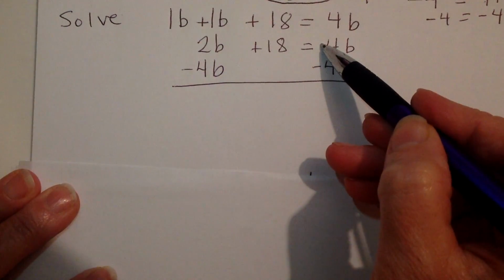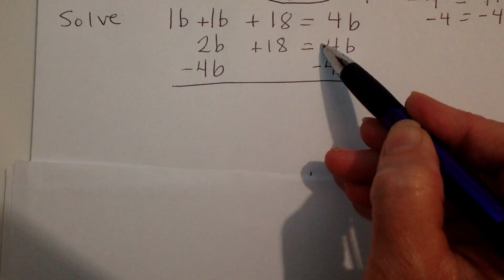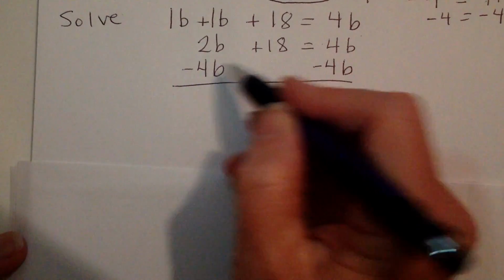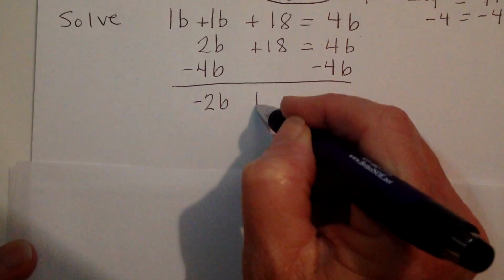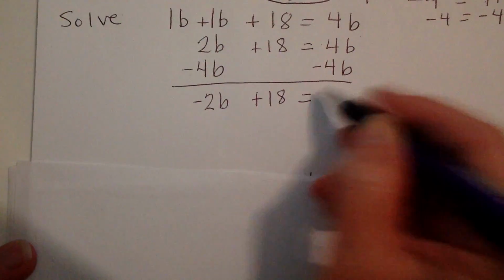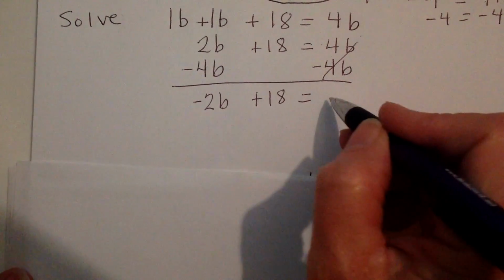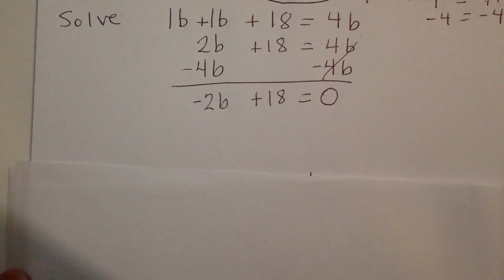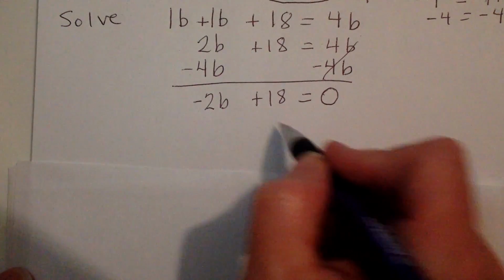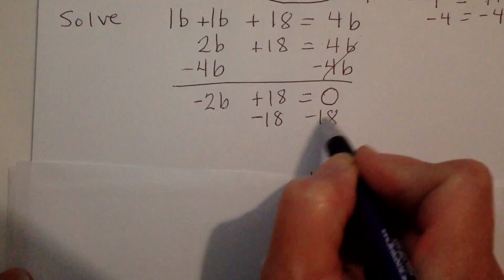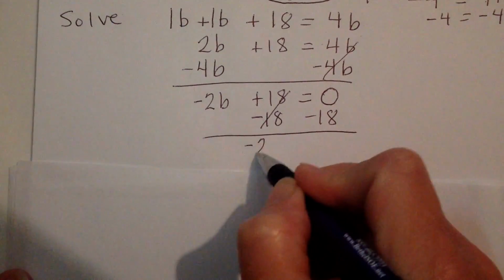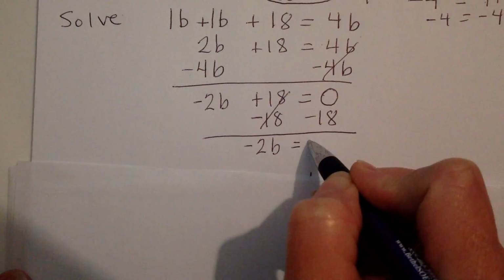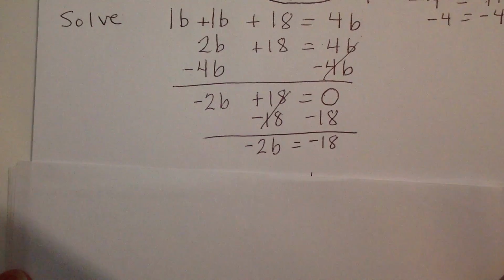Notice 4 was positive, so we're undoing that by subtracting 4b from both sides. So 2b minus 4b gives you negative 2b plus 18 equals 2. When everything cancels on a side, you must leave 0. Next, let's subtract 18 from both sides. By subtracting 18 from both sides, we now have negative 2b equals negative 18.